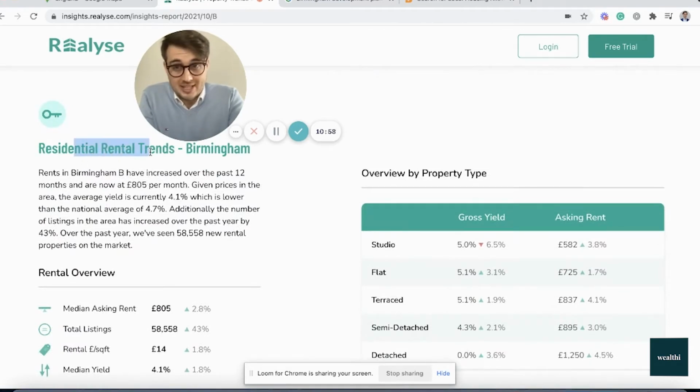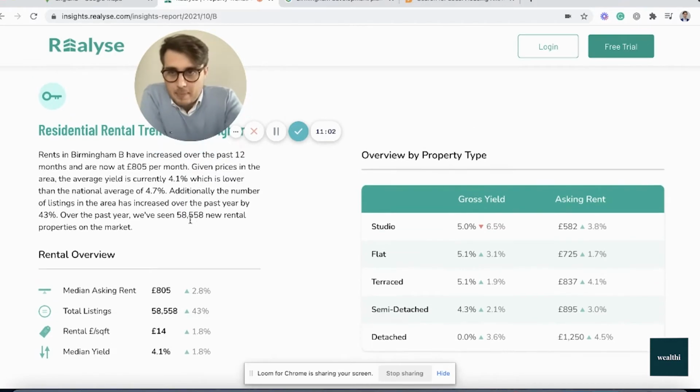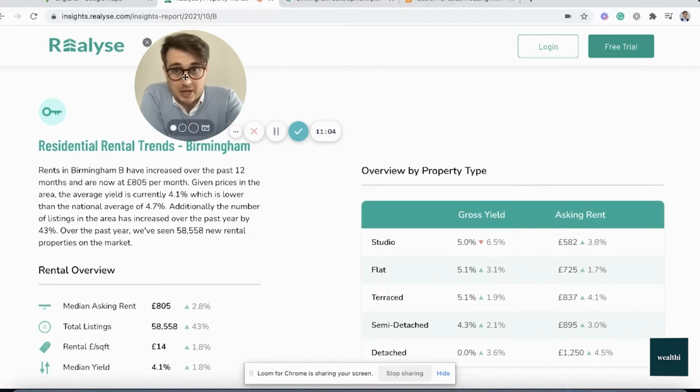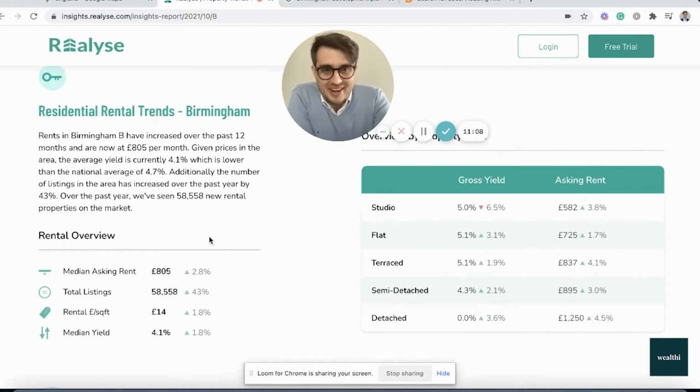Now, you've got your residential rental trends, and I'll touch on this again in a second, but understanding your rental market is a very important part of the process. And you've probably heard me go on about understanding your tenant profile, understanding your tenant demographic, but it is a very important part of the process.